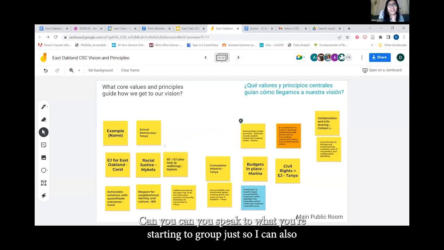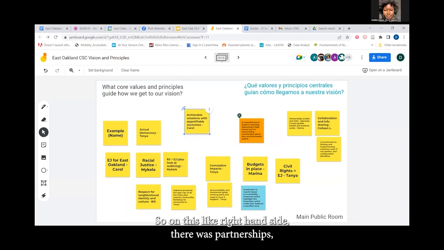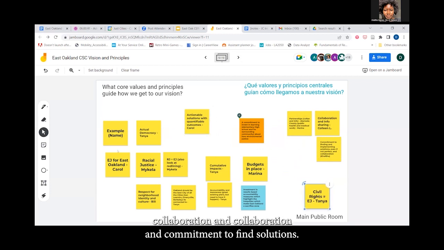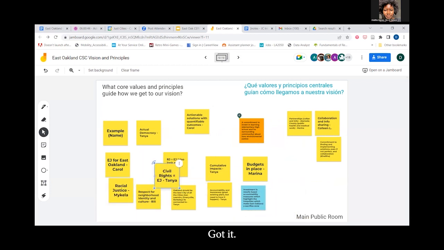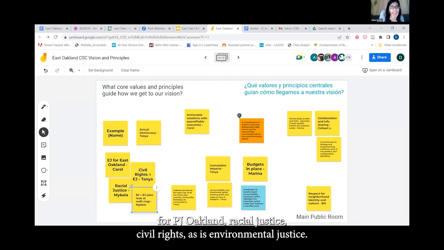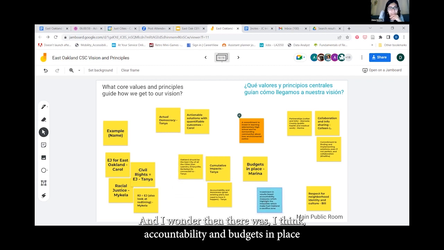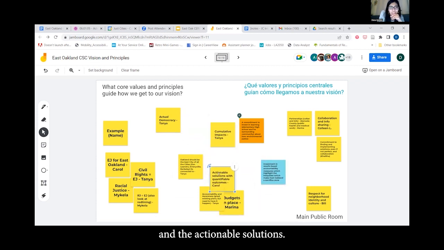So what are we seeing? Can you speak to what you're starting to group, just so I can also start grouping similar things? Oh yeah, sure. So on this right-hand side, there was partnerships, collaboration, commitment to finding solutions. Those were the 3 that I grouped over there. Got it. And on the left side, I'm seeing the themes of environmental justice for EJ Oakland, racial justice, civil rights is environmental justice, racial justice is environmental justice. And then there was, I think, accountability and budgets in place and the actionable solutions. Sort of commitments and solutions.